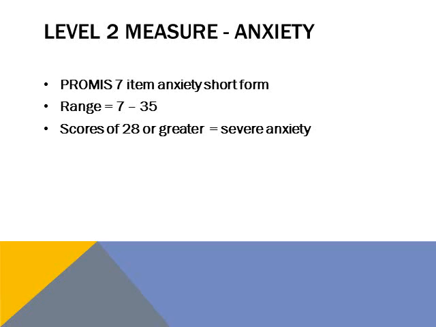PROMIS tools measure what patients are able to do and how they feel by asking questions. PROMIS's measures can be used as primary or secondary endpoints in clinical studies of the effectiveness of treatment. This measure has 7 items with a range from 7 to 35. A score of 28 or higher indicates a severe level of anxiety in the past week.